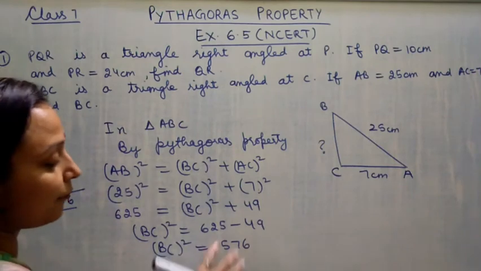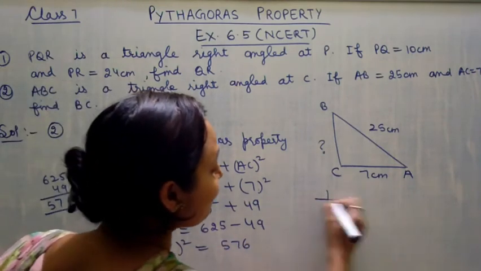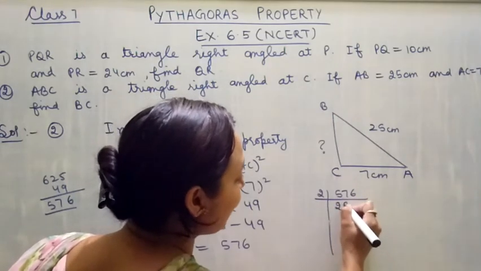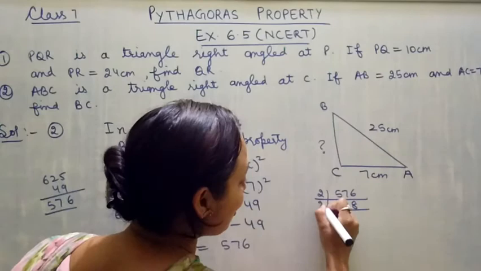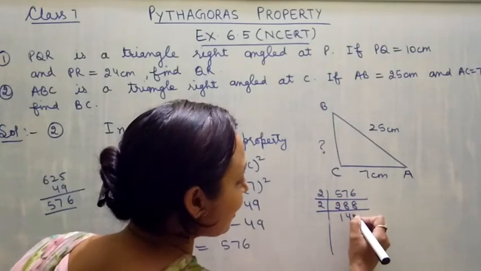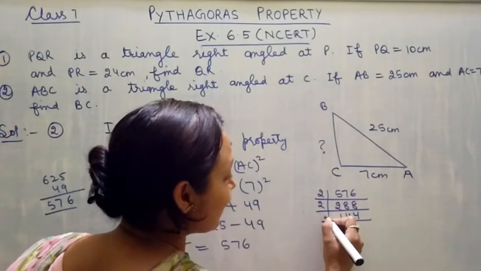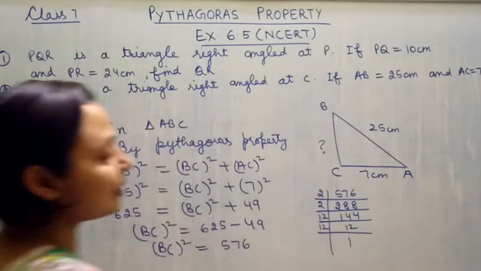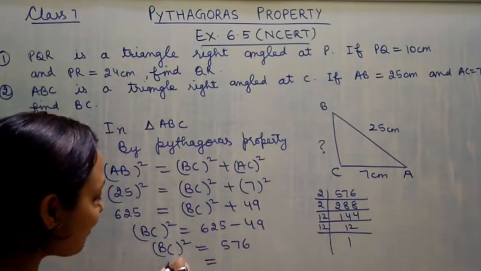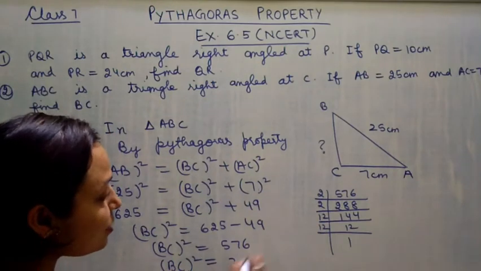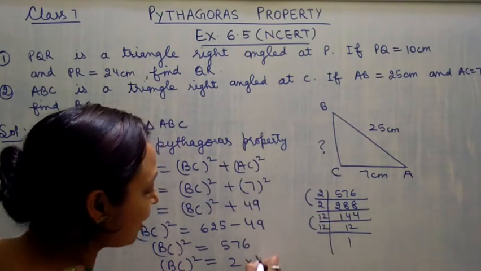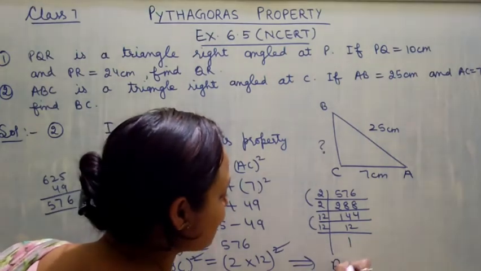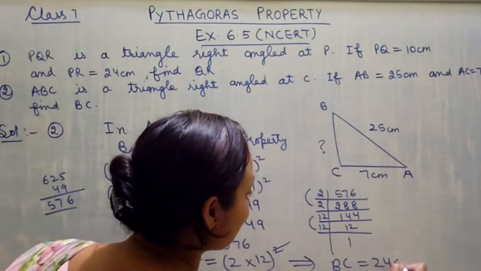I want to make the factors of the square. So I will divide 576 by 2. 2 2s are 4, 2 8s are 16, 2 8s are 16, 2 1s are 2, 2 4s are 8, 2 4s are 8. Then I will write it as 12 times 12. You can do the factors easily. So I will write BC whole square is equals to 2 and 12, 2 and 12 whole square. Square and square will cancel and the value of BC is equals to 24 centimeter.